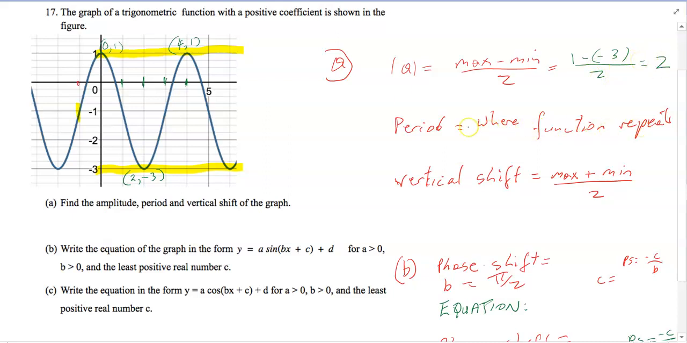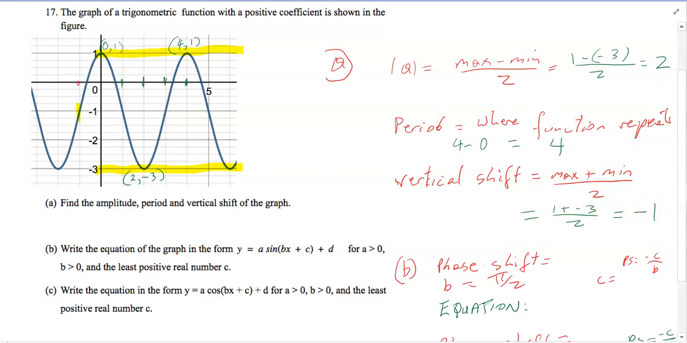A period is where the function repeats along the x values. So that would be like from the peak to the peak. That's a repetition right there. And so that's going to be the distance 4 minus 0. So the period is 4. Vertical shift is max plus min over 2. That's going to be 1 plus negative 3 over 2. And so that would be negative 1.